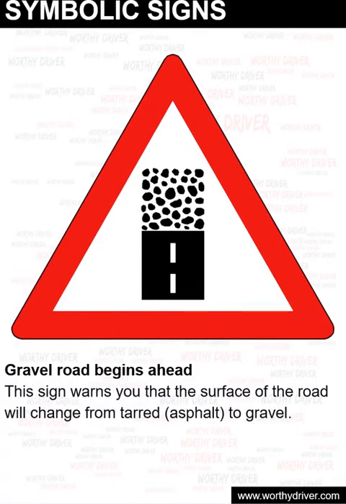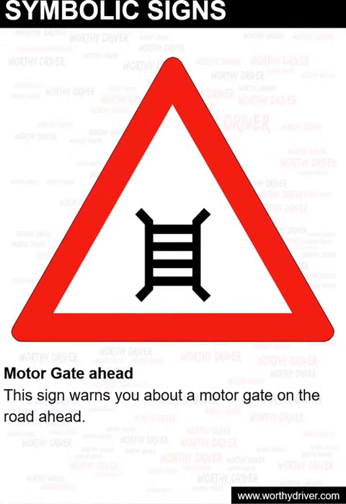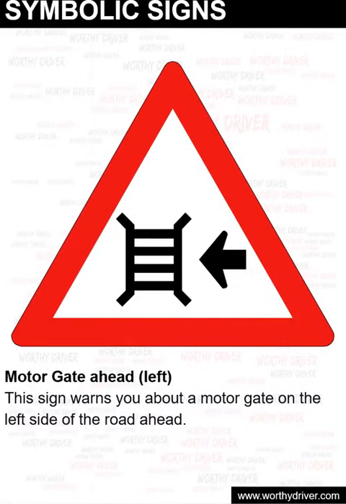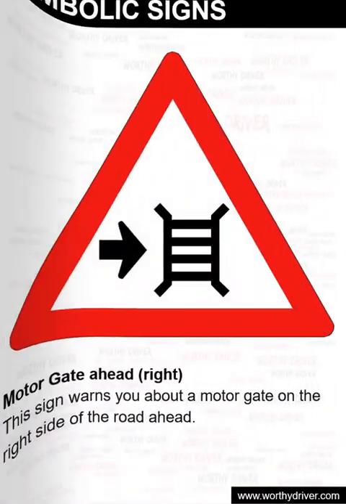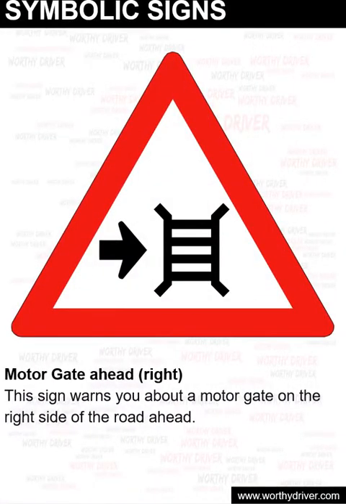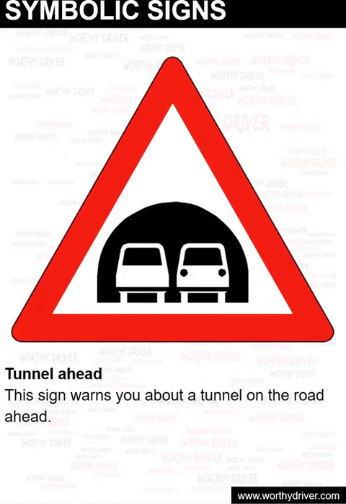Gravel road begins ahead. This sign warns you that the surface of the road will change from tar to gravel. Motorgate ahead. This sign warns you about a motorgate on the road ahead. Motorgate ahead, left. This sign warns you about a motorgate on the left side of the road ahead. Motorgate ahead, right. This sign warns you about a motorgate on the right side of the road ahead. Tunnel ahead. This sign warns you about a tunnel on the road ahead.